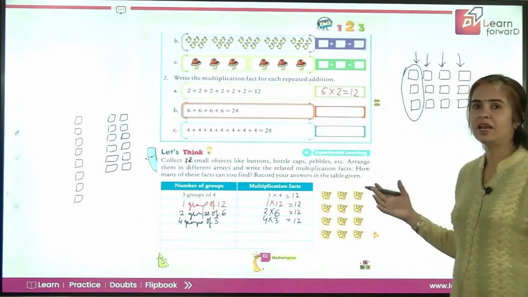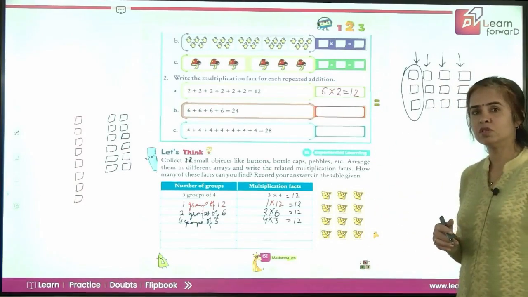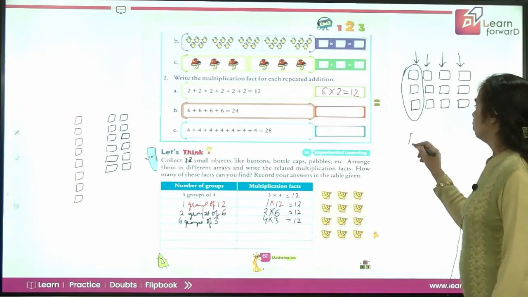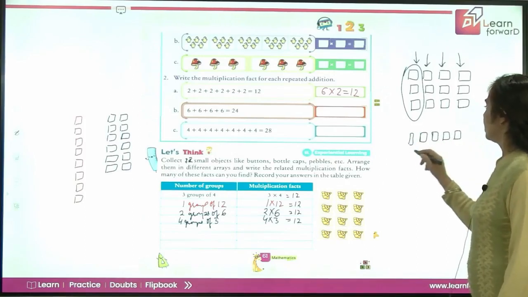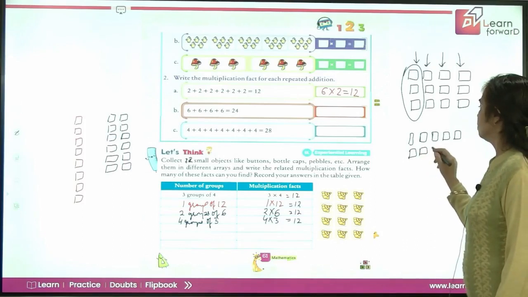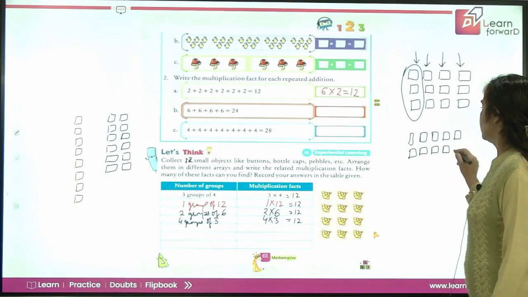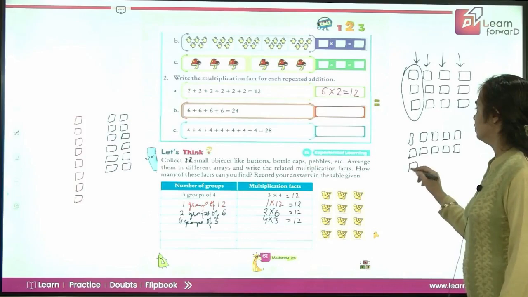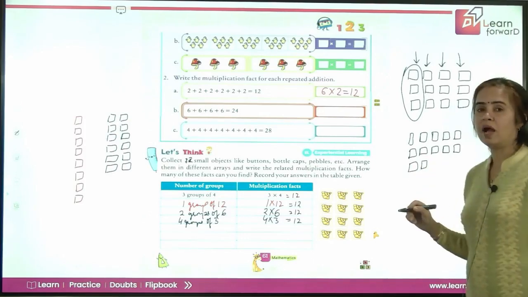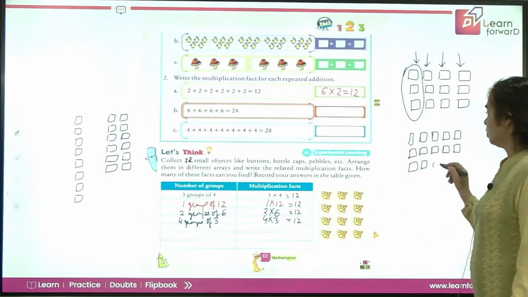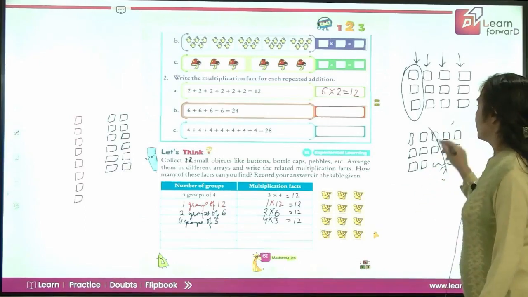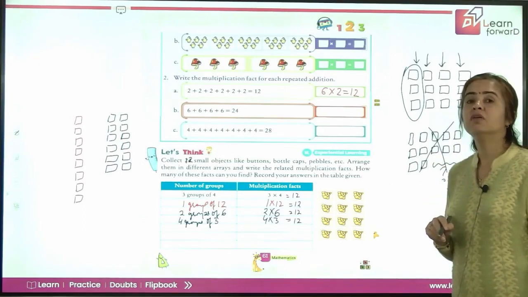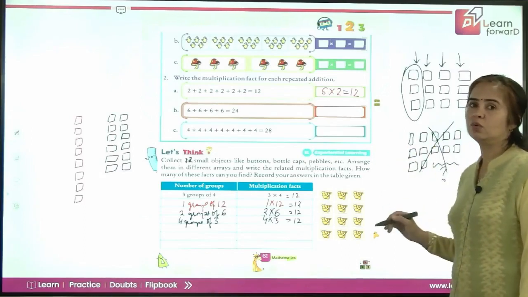Do you think we can have an arrangement of 5? 5 also, children? Let's try. 1, 2, 3, 4, 5, 6, 7, 8, 9, 10, 11, 12. Oh, I'm done with 12. What about this? Nothing is here. So I cannot make such an array with 5 in a row, right?